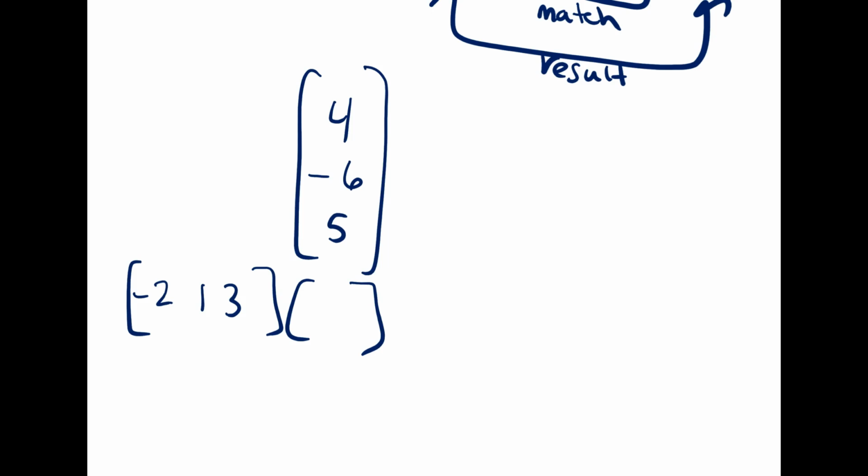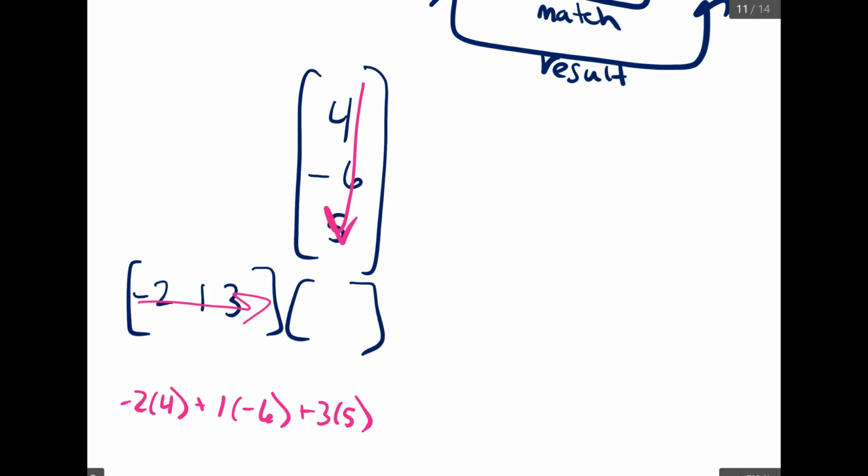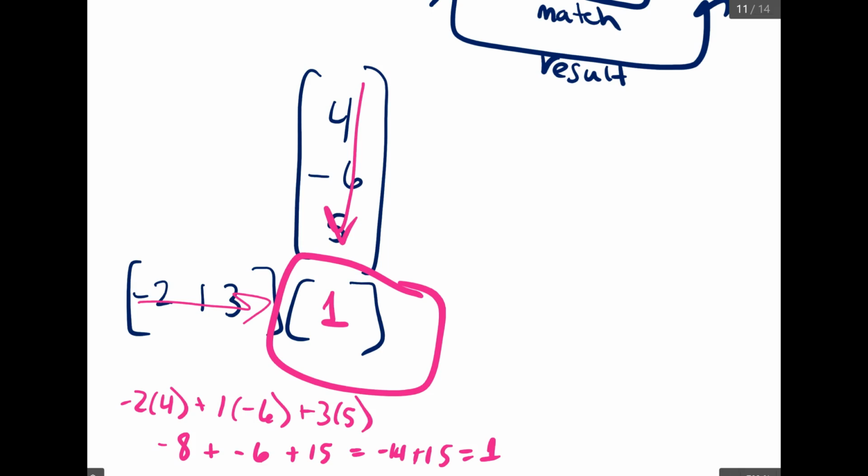So across the row, down the column: -2 times 4 plus 1 times -6 plus 3 times 5. That's -8 plus -6 plus 15, so it's -14 plus 15, which is 1. Guess what? This is my 1 by 1 matrix. This is AB, A times B. Okay, let's do BA, which is the opposite way.